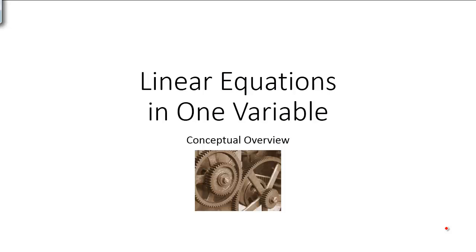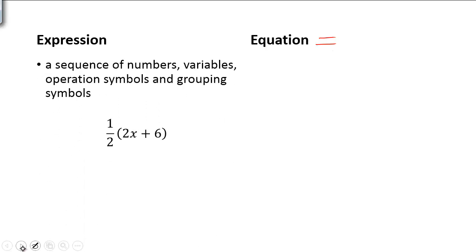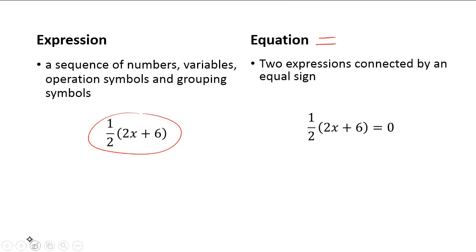The last lesson is an overview of linear equations in one variable. You can have an expression or you can have an equation. The main difference is that an equation will have an equal sign, an expression won't. So an expression is a sequence of numbers, variables, operations, symbols, and grouping symbols, such as the following. And an equation is two expressions connected by an equal sign.